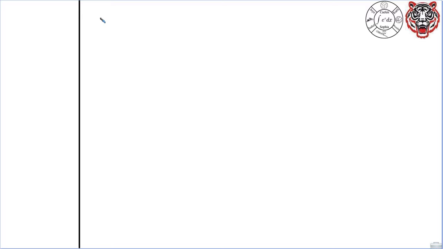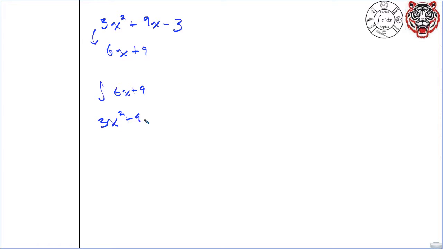So when we take derivatives, we'd have something like 3x squared plus 9x minus 3. We would take the derivative of this, and we'd say, okay, well, that's 6x plus 9. We can take the derivative, and then also if I have the integral of 6x plus 9, I can take the antiderivative, and I know that I'll go to 3x squared plus 9x plus c. We could go forward, we can go backward.